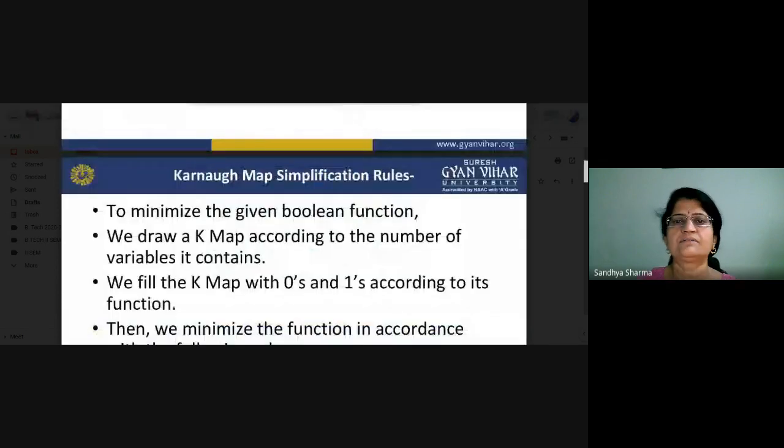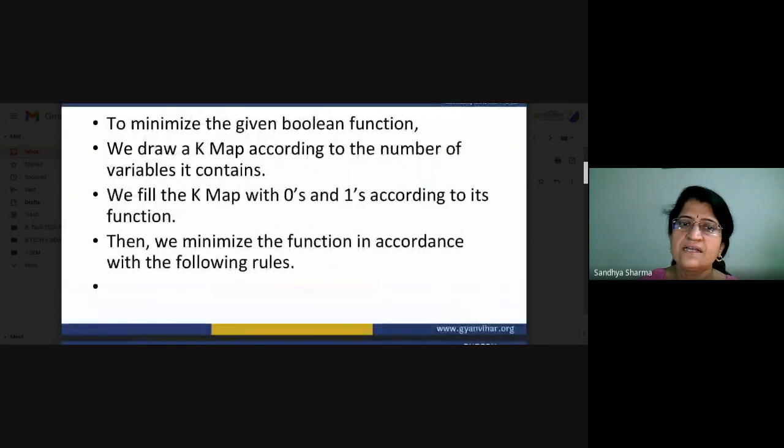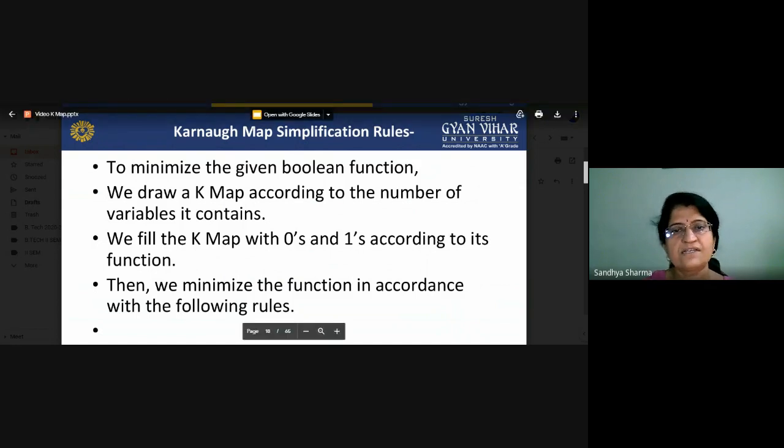Now we move to the simplification rules. What type of rules do we have? Minimize the given Boolean function. How can you minimize your given Boolean function? First of all, we have to fill in the 0s and 1s according to its function. First we will see if this function is in max terms or min terms. If it is min terms, you have to fill in the 1s, and if you have max terms, you have to fill in the 0s, and according to that you calculate the K map, as we have seen in our previous slide.